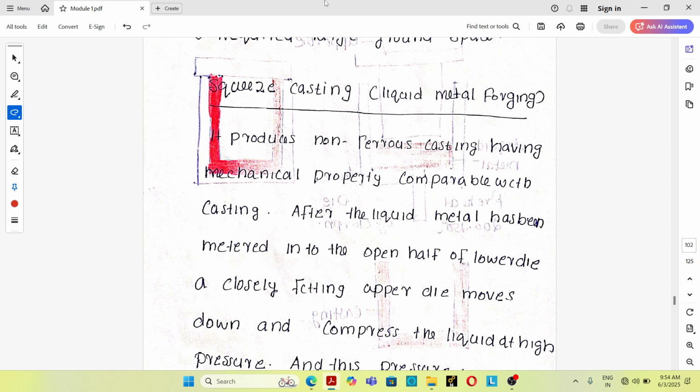Squeeze casting process, it is also known as liquid metal forging process. It has the advantage of casting and forging process. Squeeze casting processes are commonly used for producing non-ferrous castings having mechanical properties comparable with forgings. The main application of squeeze casting process is producing non-ferrous castings.